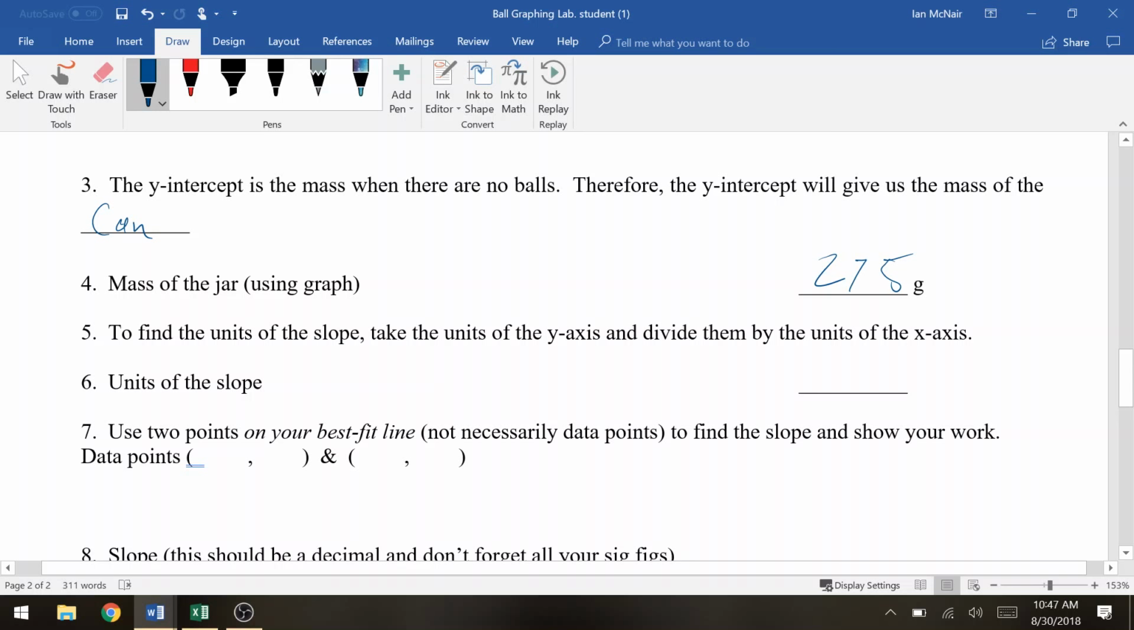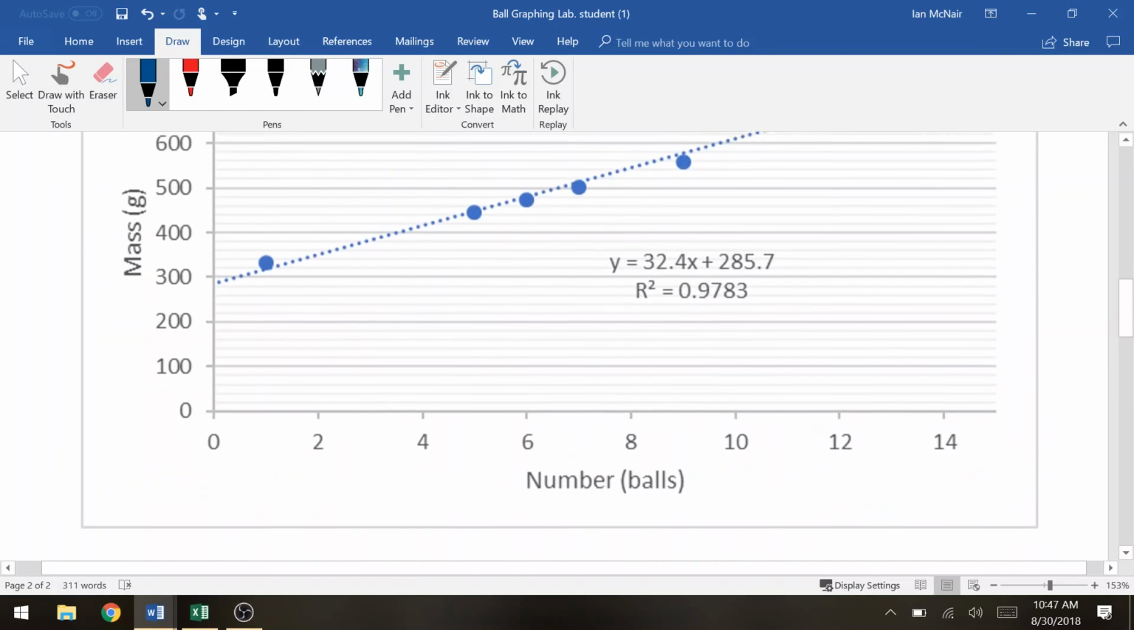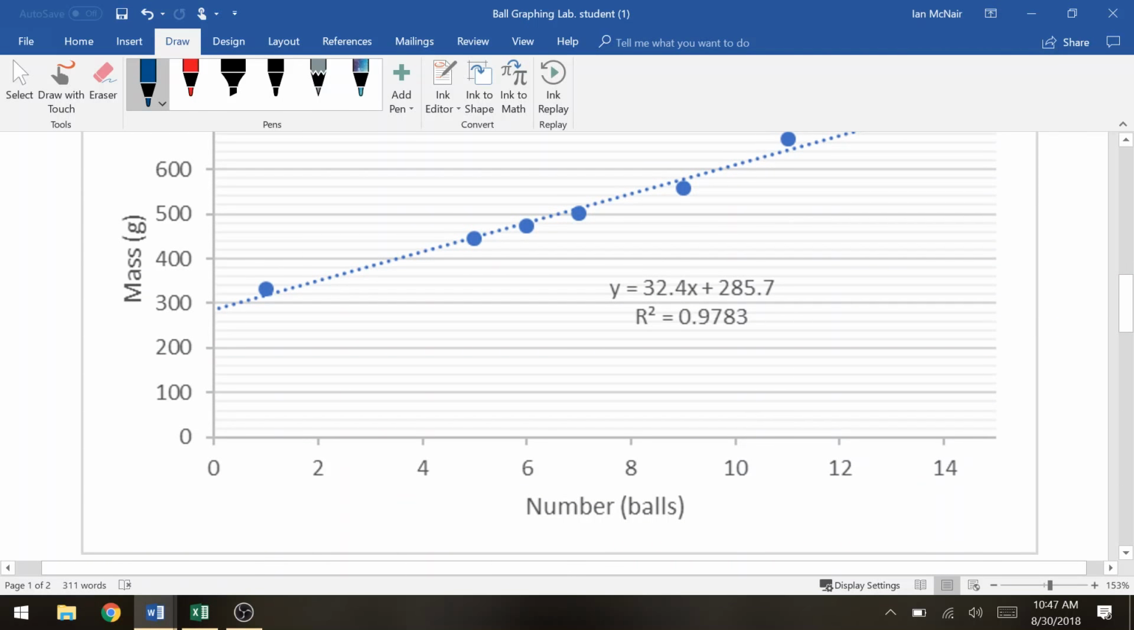It says to find the units of the slope, take the units of the y-axis and divide them by the units on the x-axis. So literally, what are the units on the y-axis? Grams. What are the units on the x-axis? So what is my unit of the slope? That is completely wrong. Grams per ball.